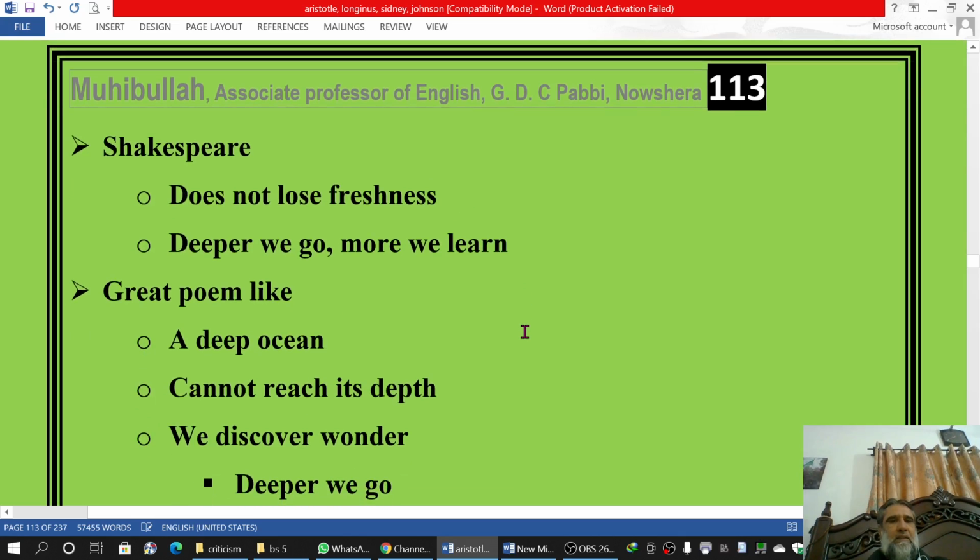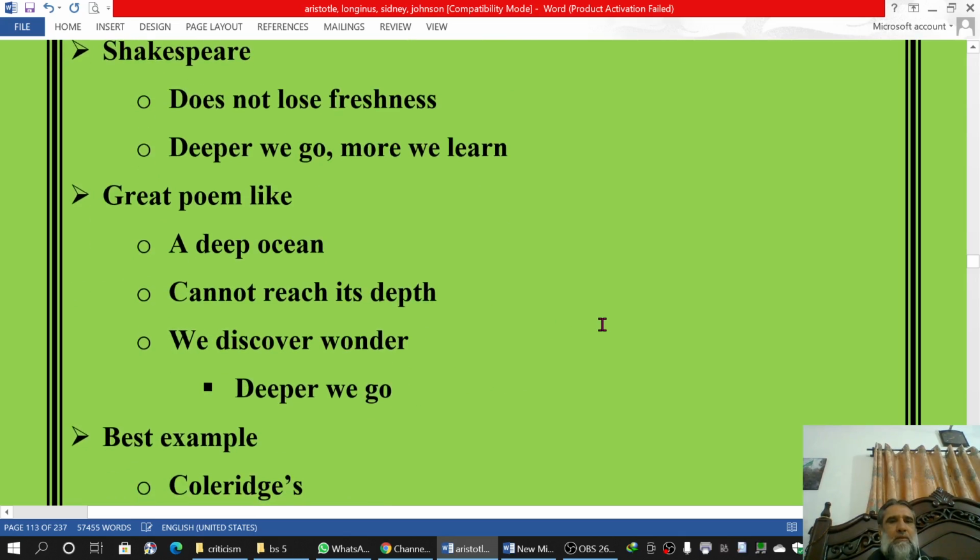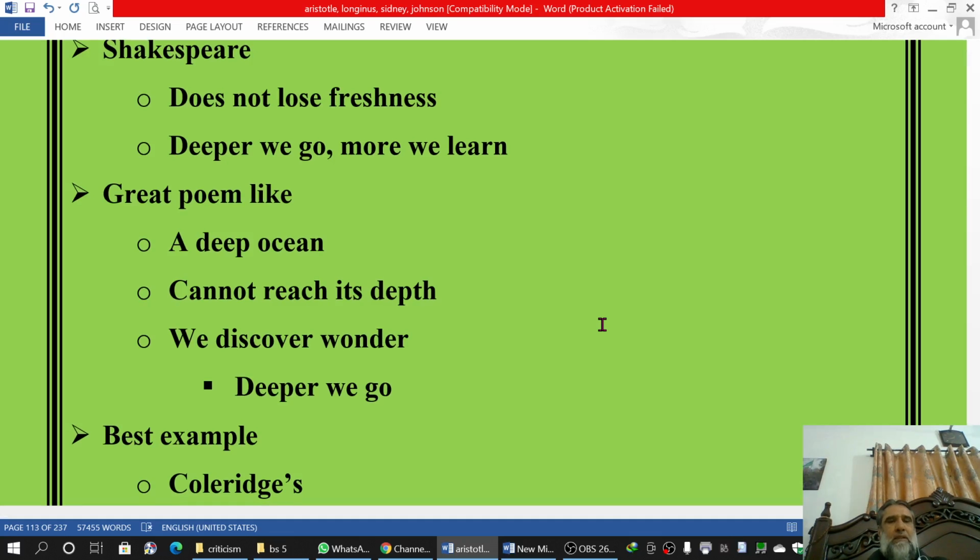The freshness is not lost at any time, and the deeper you go, the more you learn from his dramas. So therefore, he has sublimity in his poems, in his dramas. He wrote sonnets. He was a great poet, of course, but he was a playwright, and though he wrote poems as well, they were also great poems, and they had sublimity in them.